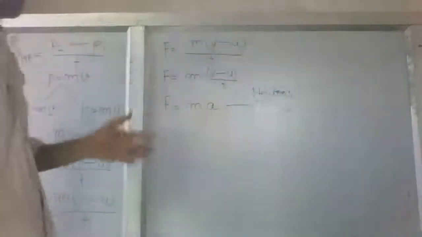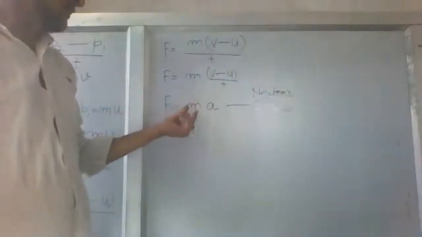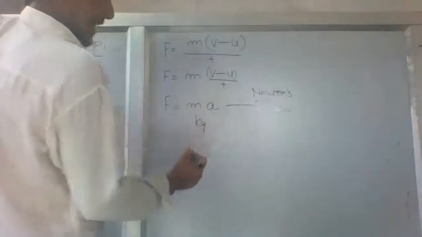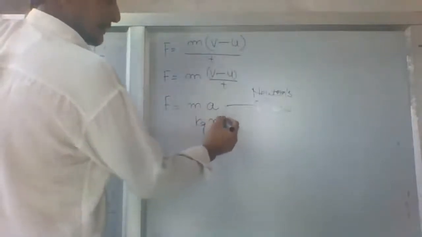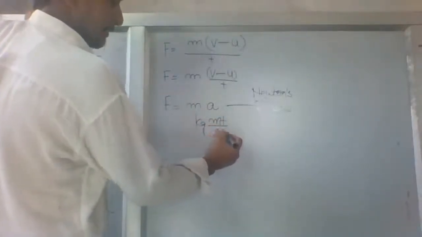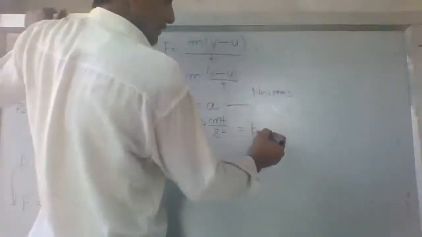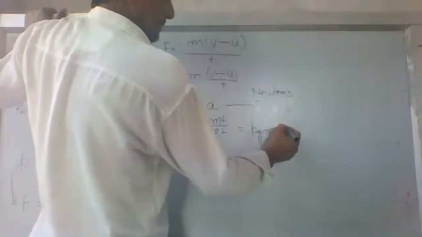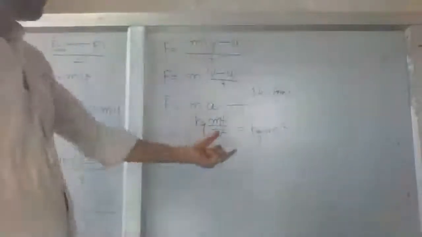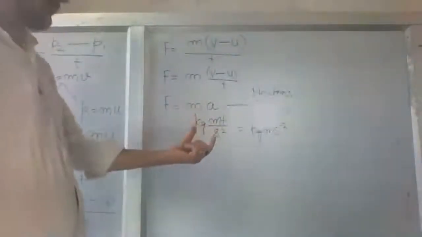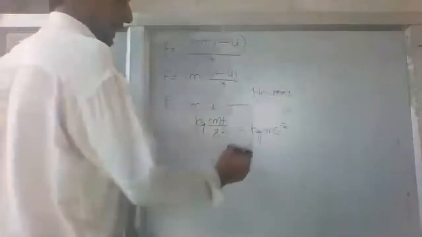Second law: mass into acceleration. The unit for mass is kilogram, and for acceleration, meter per second square. So this becomes kg meter second minus 2. This unit, or this value in short, is also known as Newton.